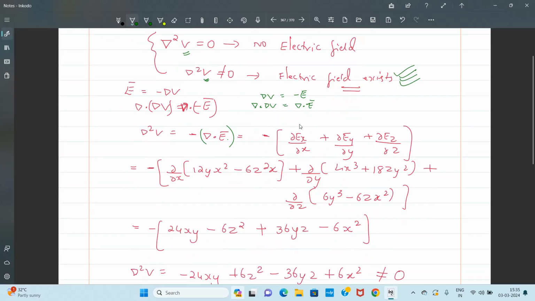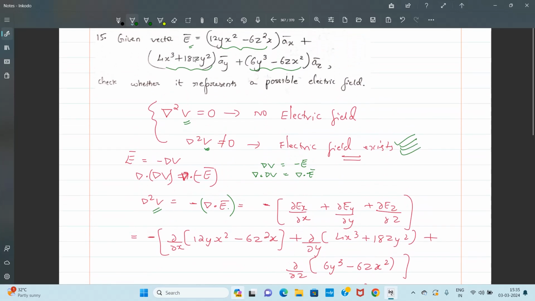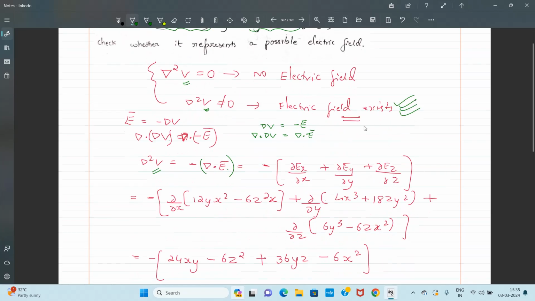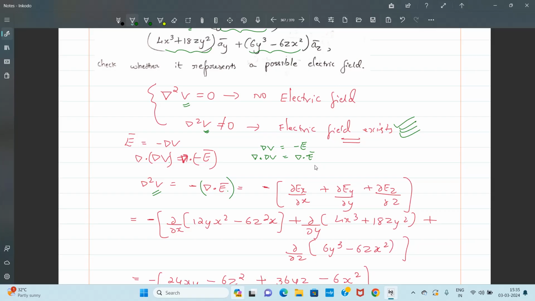And del dot E will be the dot product, or you can say divergence of vector E. This is the equation for divergence in Cartesian system. So I'm finding del square V, which is nothing but minus of del dot E. So here it is Ex. Ex means it is the coefficient of X component. Ey is coefficient of Ay component. Ez will be coefficient of Az component.